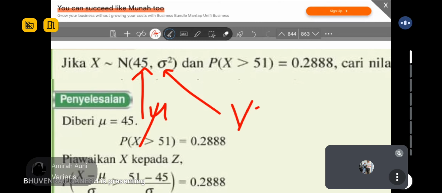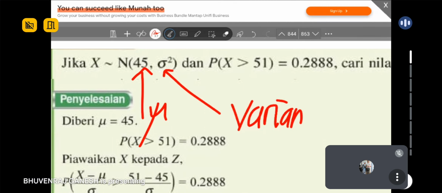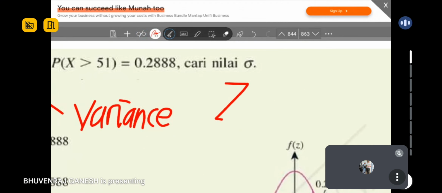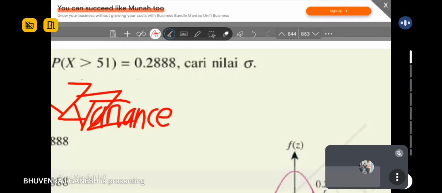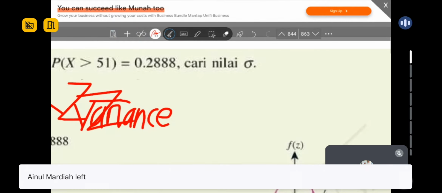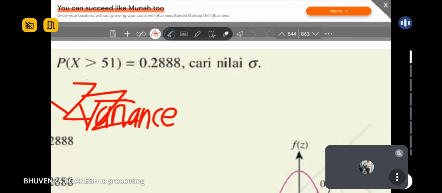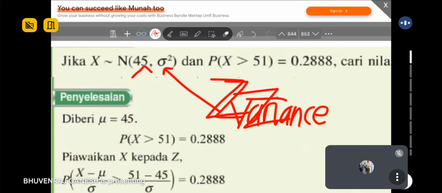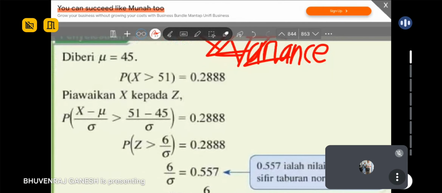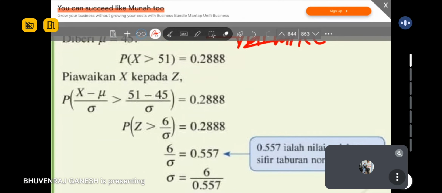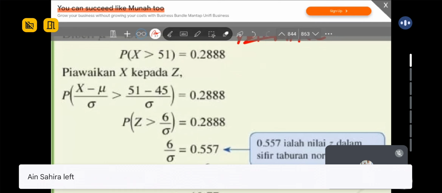Okay, always variance. Okay, so guys, you must know how to convert from X score to Z score. Okay, so always remember guys, ini adalah formula dia. Z equal to X minus mean over standard deviation. Okay, that is the formula to convert X score to Z score. Okay, guys. So that is the formula lah. Okay, so you can direct apply the formula into the step. Okay, so 51 minus 45 over standard deviation equal to 0.2888.